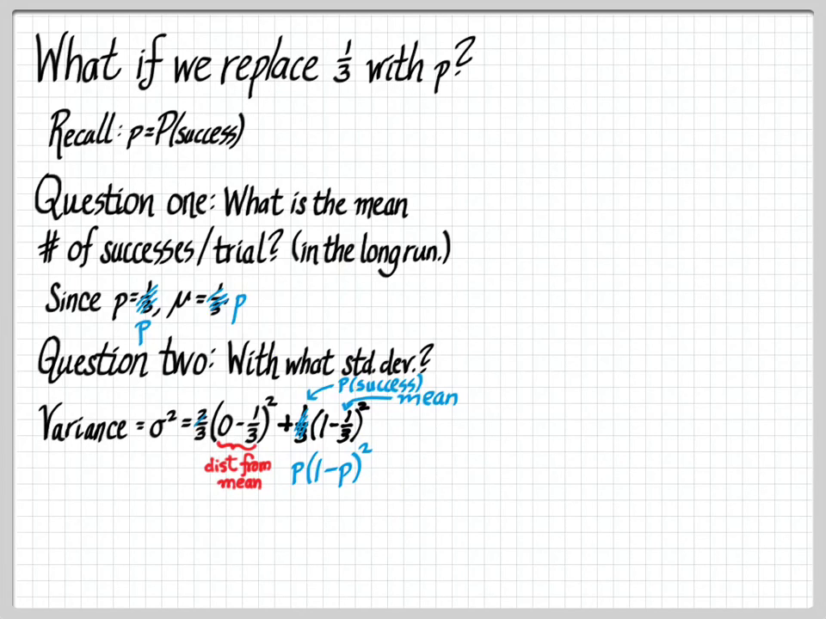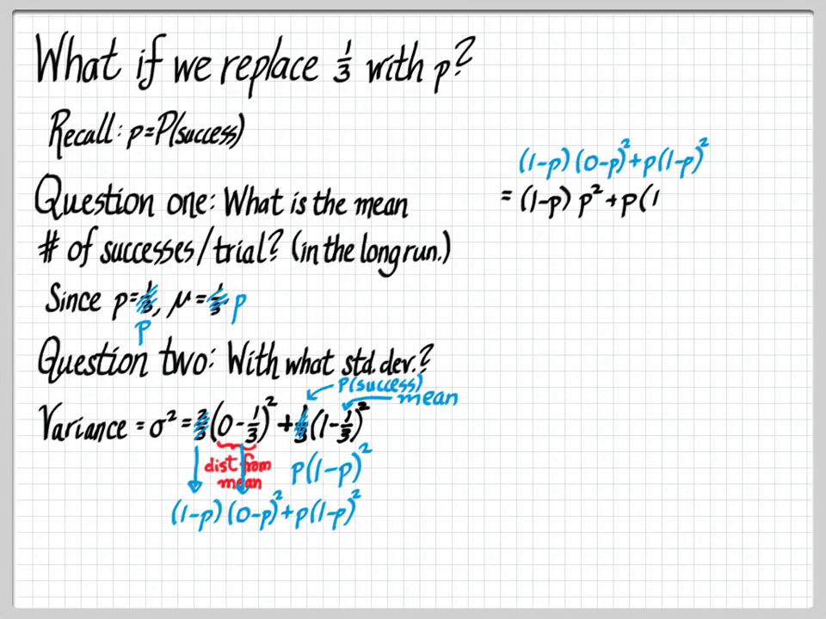We have a similar thing happen over here. 2/3 becomes 1 minus P, and 0 minus 1/3 becomes 0 minus P. So here is my variance. And I want to simplify that. I don't want to leave it like that mess. So the first obvious step is that (0 minus P) squared is just P squared.